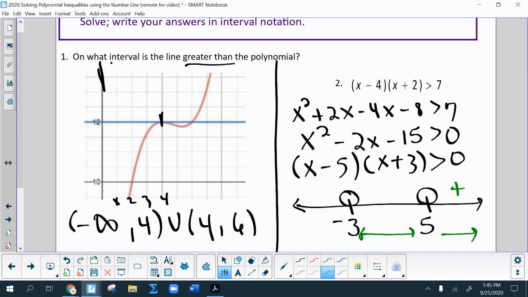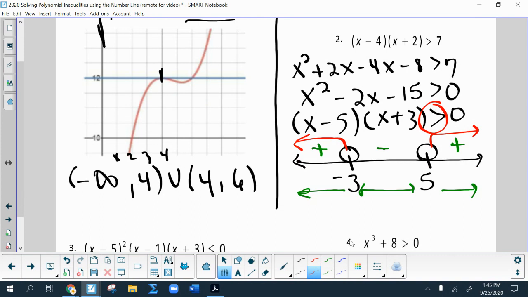Between negative 3 and 5, like 0, will give me a negative times a positive, which is a negative. And to the left of negative 3, like a negative 4, would be a negative times a negative, which is a positive. This problem is asking me for greater than, so that means I want everything that is positive. So my final solution will be negative infinity to negative 3 and 5 to infinity.